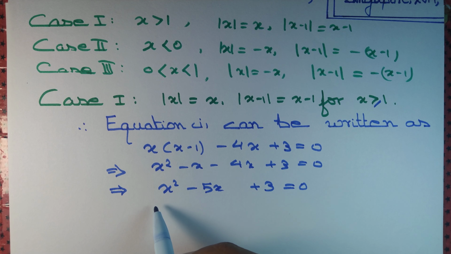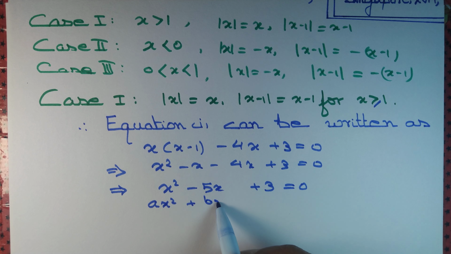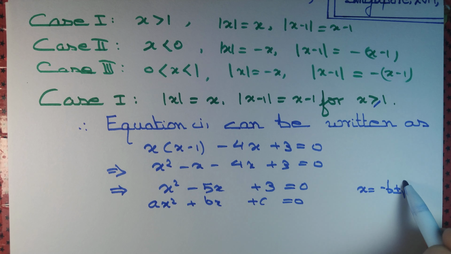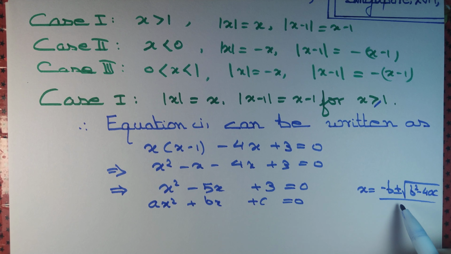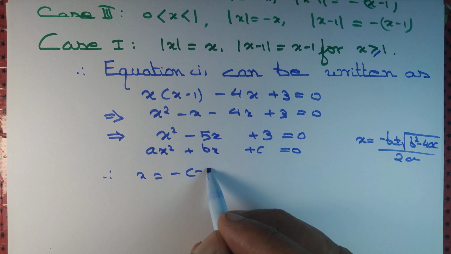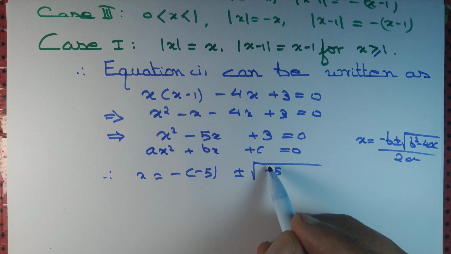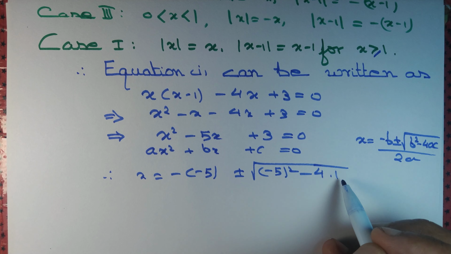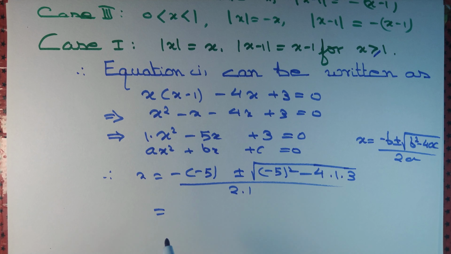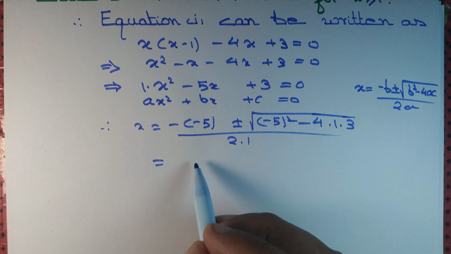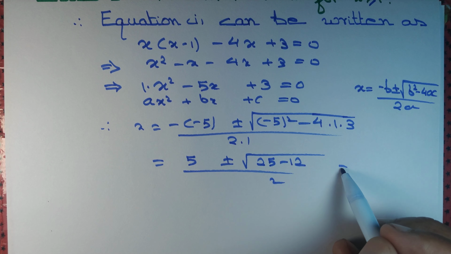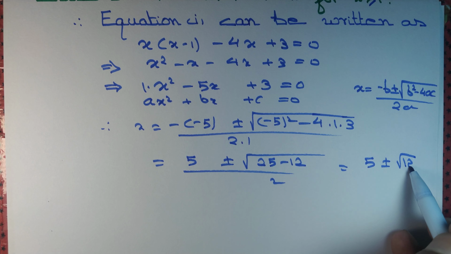This is a quadratic equation of the type ax squared plus bx plus c equal to 0. Roots are given by x equal to minus b plus minus root over b squared minus 4ac, divided by 2a. So, minus of minus 5 plus minus root over (minus 5) whole squared minus 4 into 1 into 3, divided by 2 into 1. Minus of minus 5 is plus 5, plus minus root over 25 minus 12, by 2. That's equal to (5 plus minus root 13) by 2.